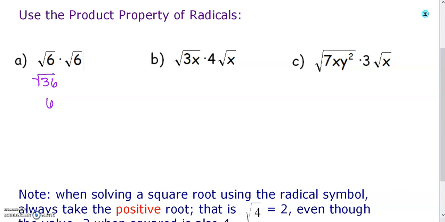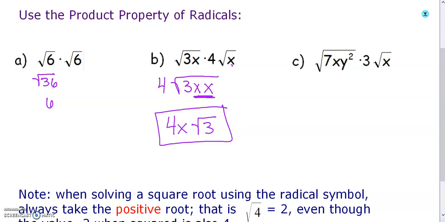Let's take a look at the next one. 3x is under the radical. I have a 4 outside the radical. Okay, so that 4 is going to stay outside the radical. And underneath the radical, I'm going to write 3x times this x. Well, I can't factor my 3, but I can look and see that, oh, I have double x's there. So that means they get represented outside the radical as 1x. And what I have left is just 3 under the radical.